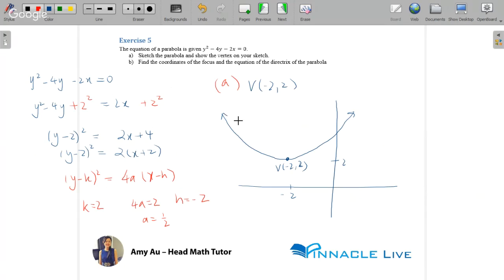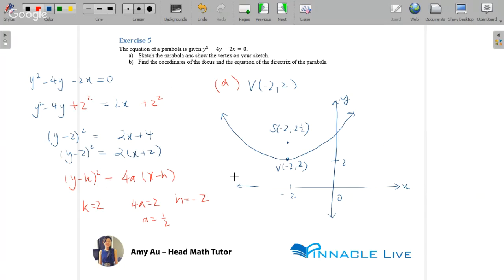All right, so that's good enough. Then find the coordinate of the focus and the equation of the directrix. So remember, that's what the focal length is for. The focus should be half a unit above the vertex, so minus 2, add a half to 2, so 2.5.